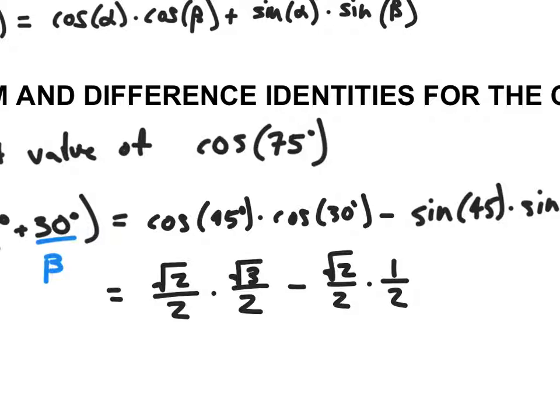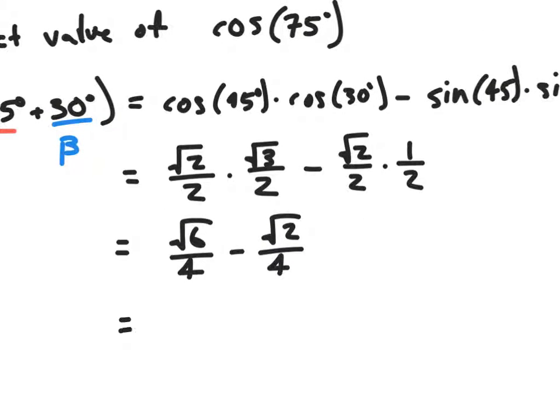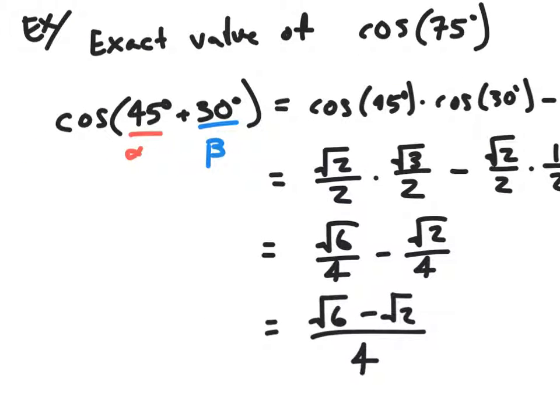Okay, so kind of a cool, unique thing that we've got going on here. Let's multiply these out. The square root of 2 times the square root of 3 is the square root of 6 over 4. 2 times 2 is 4. Minus the square root of 2 times 1 is the square root of 2 over 4 as well. And so with a common denominator, I would just write this as the square root of 6 minus the square root of 2, all over a common denominator of 4. And so what we see here is that's the exact value of cosine of 75 degrees.